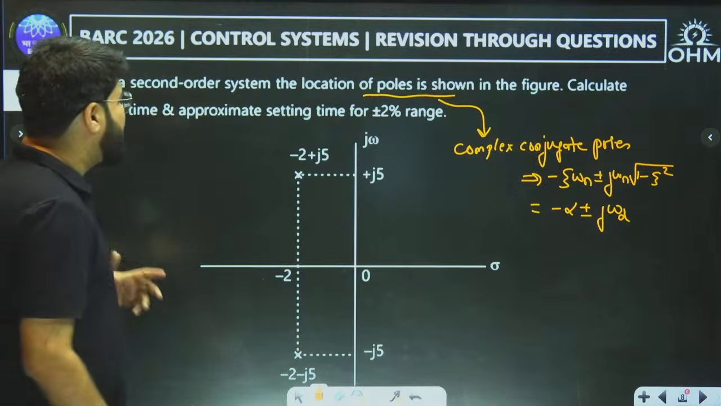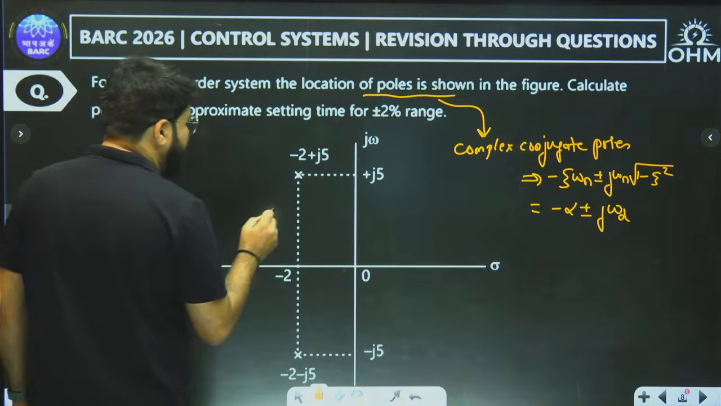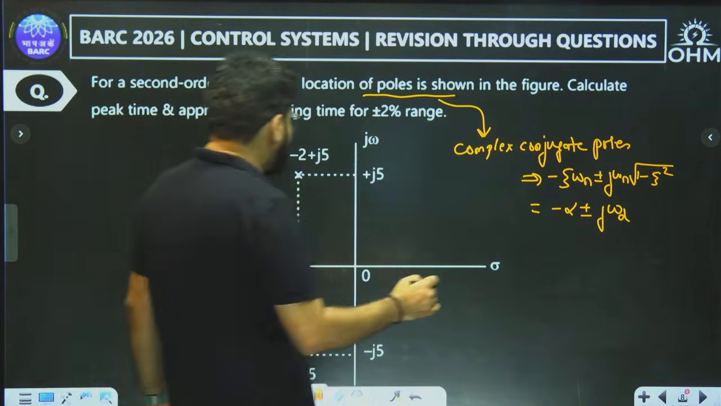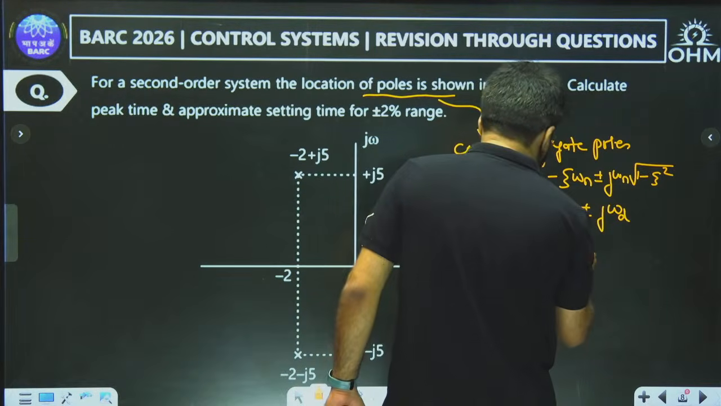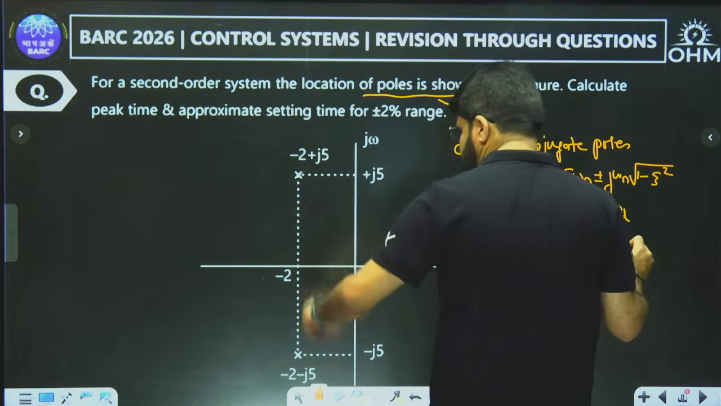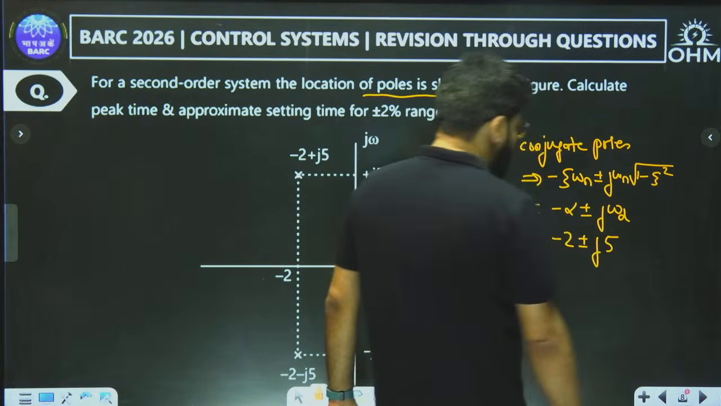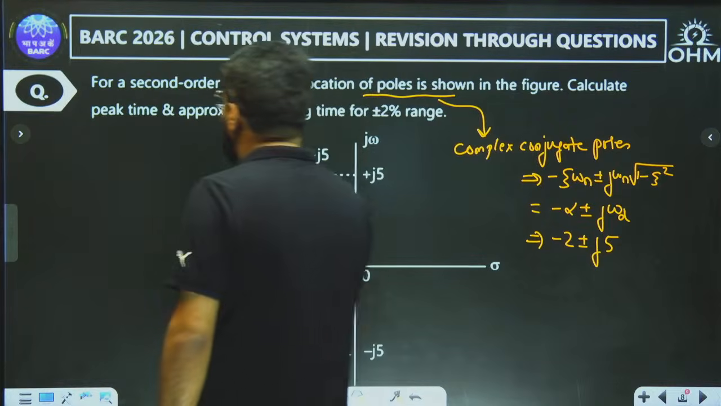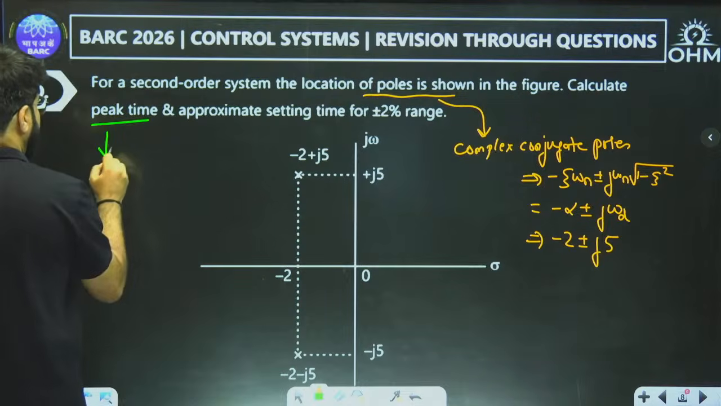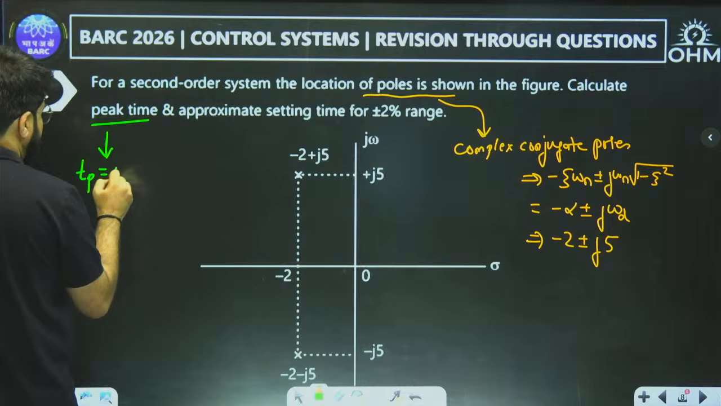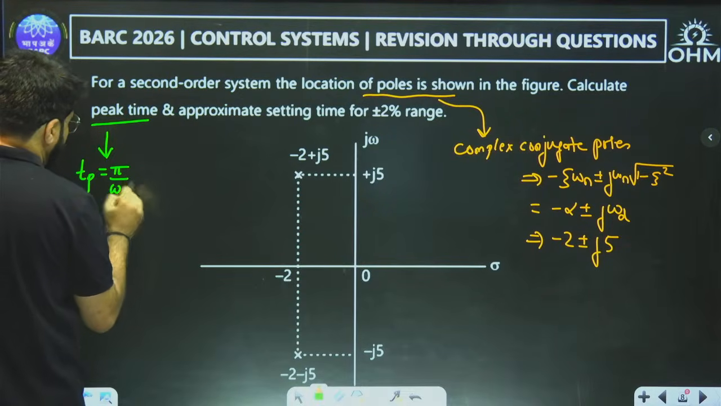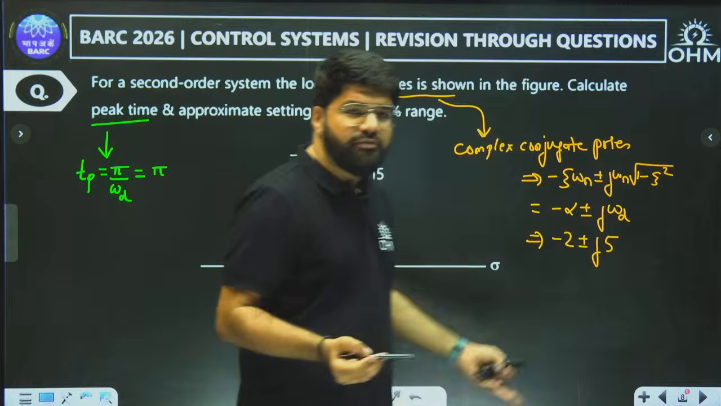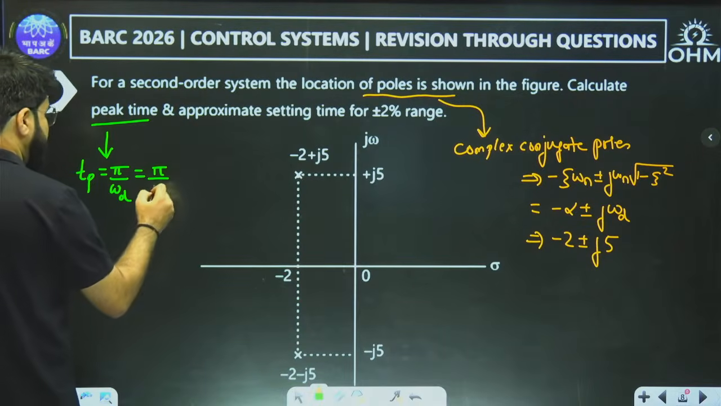What is the question? Peak time and settling time. Number one, what can I find out? Minus alpha plus minus j omega d. What is given to me is minus 2 plus minus j5. See the location of poles. Now come to the formula. What is the peak time formula for the second order system? The peak time is given by the formula simply pi by omega d. So what is omega d? If you compare, omega d is directly 5, finished. So peak time is pi by 5.